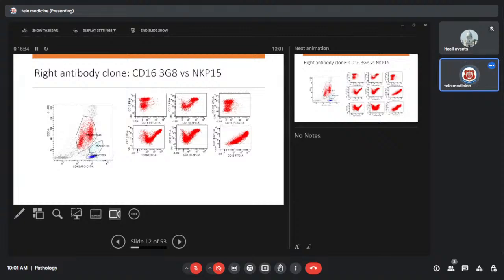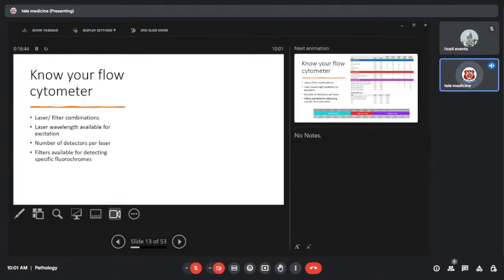And this was an example of a patient of MDS. Now the next component is to know your flow cytometer: what lasers your flow cytometer has, what detectors are available, and the number of detectors per laser. For example, a Beckman-Coulter equipment on a blue laser will give you 5 colors, while a BD equipment on a blue laser gives you 4 colors.